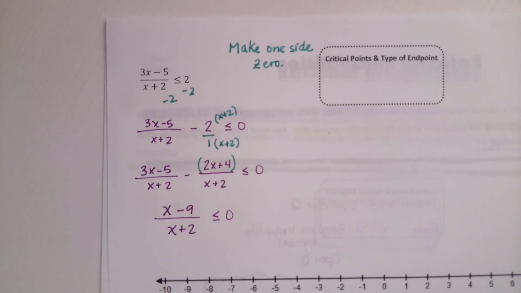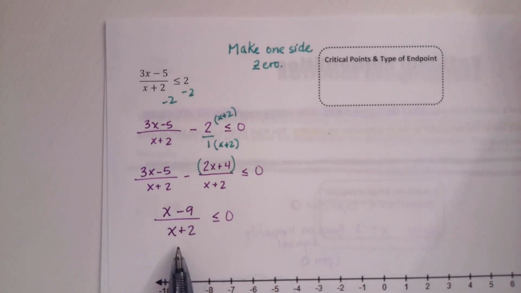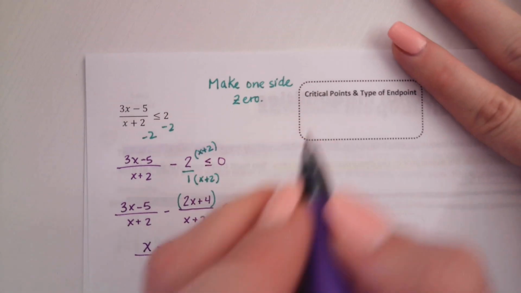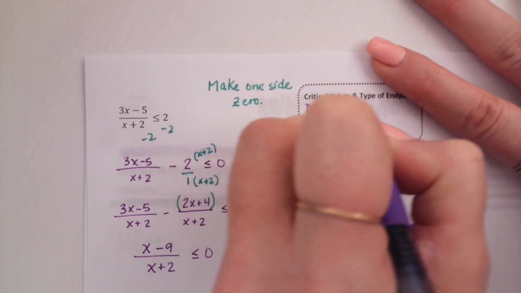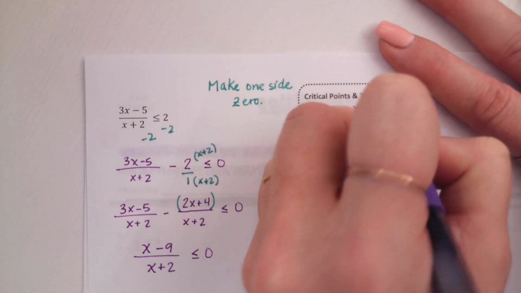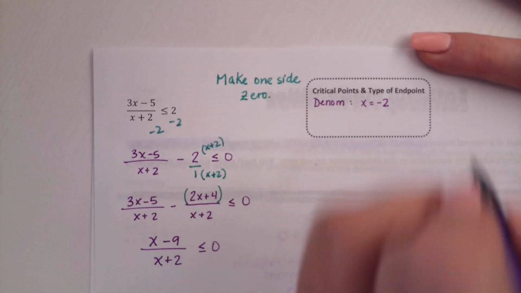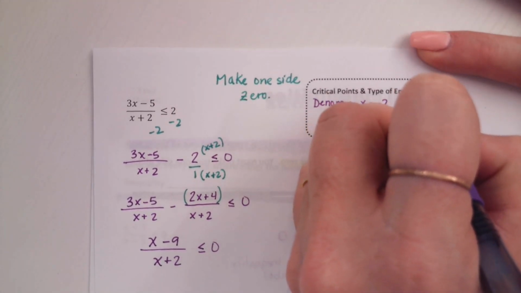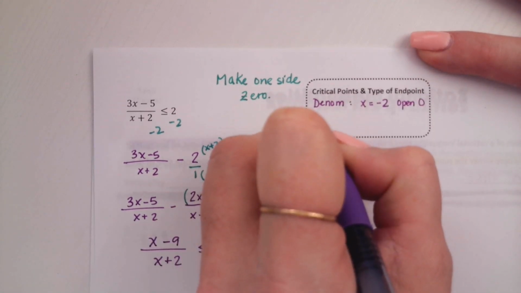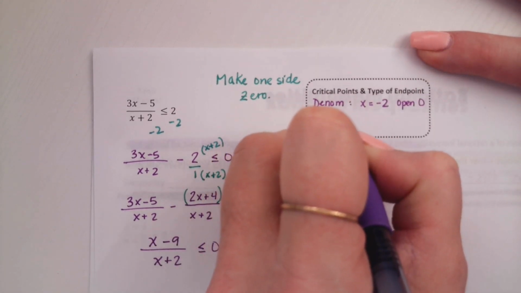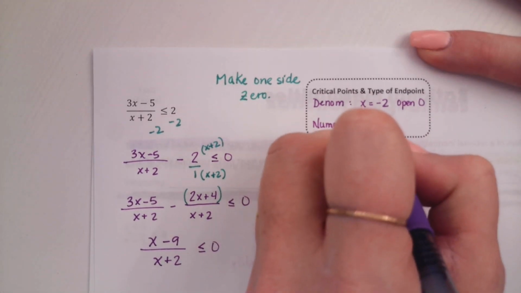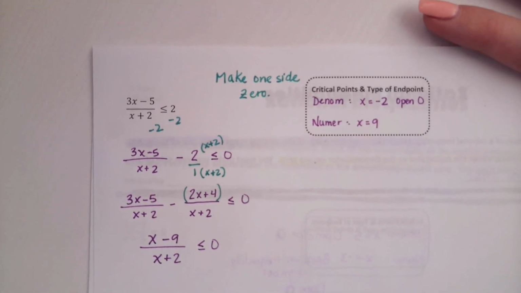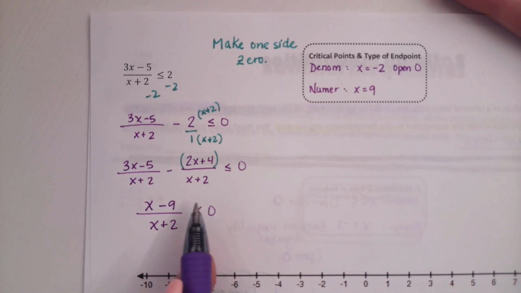Okay, so now looking at what makes my numerator 0, what makes my denominator 0. Denominator is going to be negative 2. And that one's always going to be what type of dot? Open dot. For the numerator, yes, it would be a positive 9. And that one's going to be closed because that one is based on the inequality symbol in the problem.